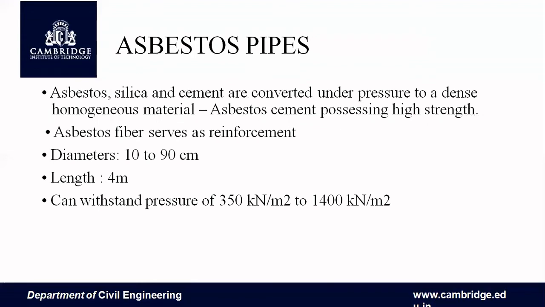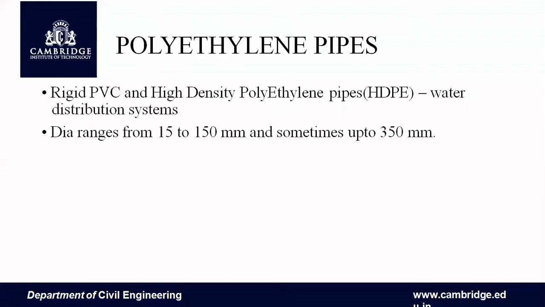Next one is asbestos pipes. An asbestos pipe is a mixture of asbestos, silica and cement that is converted under pressure into a dense homogeneous material, and it is manufactured as a pipeline. Whatever asbestos fiber we are using acts as reinforcement. The diameter of this asbestos pipe may vary from 10 to 90 centimeters, the length can be around 4 meters, and it can withstand a pressure of around 350 kilonewton per meter square to 1400 kilonewton per meter square.